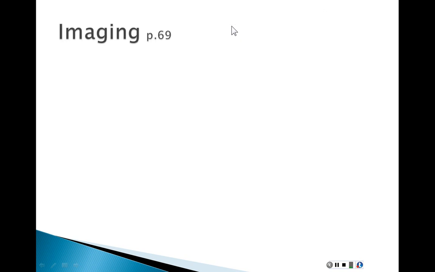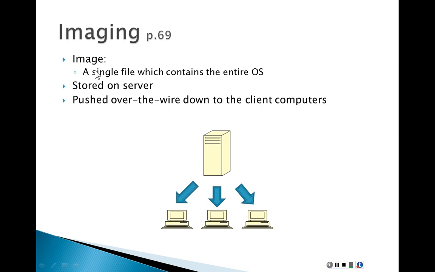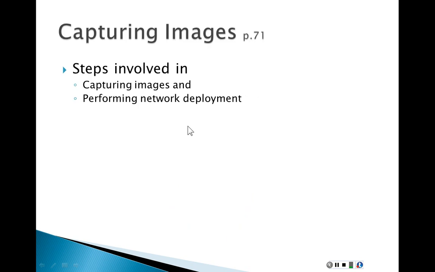That's one method of doing an installation. Another method is using imaging, a little more complicated. An image is a single file which contains the entire operating system, and it could contain applications as well. It's stored on a deployment server, and then it is pushed over the wire down to the client computers. There are 5 steps involved in capturing images and performing the network deployment.